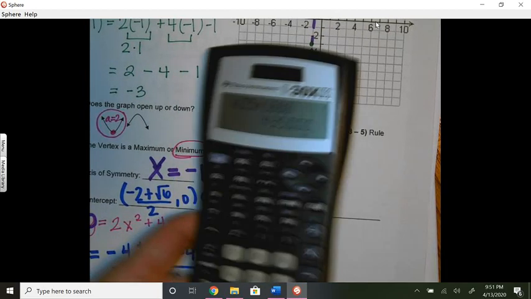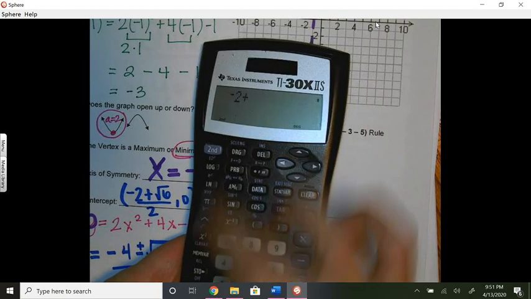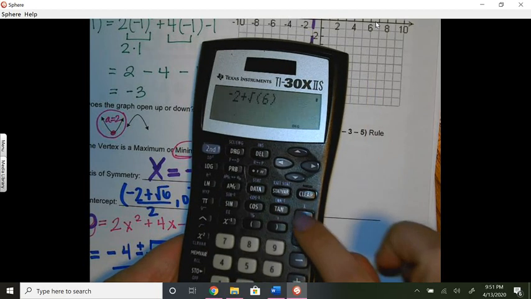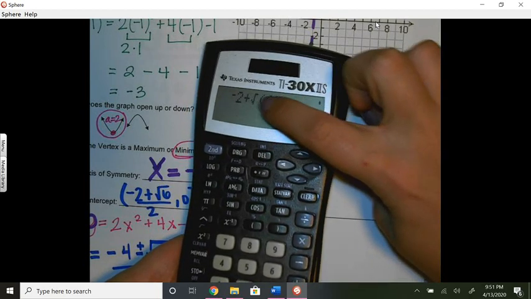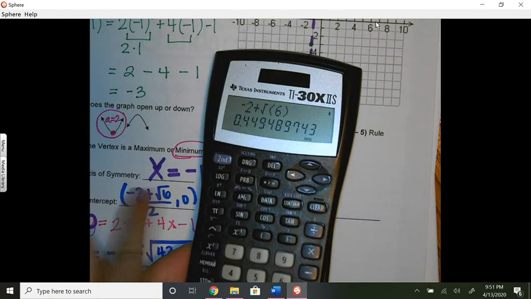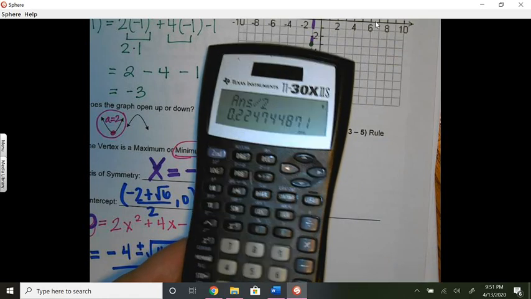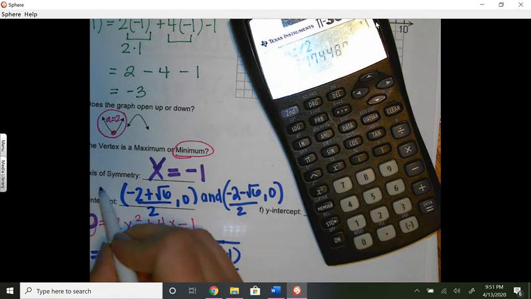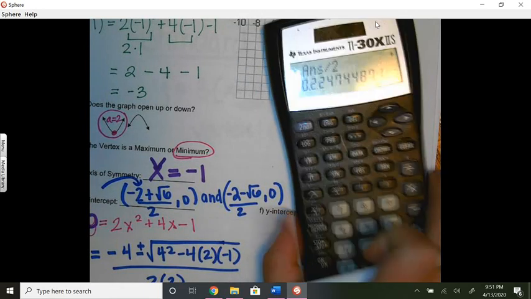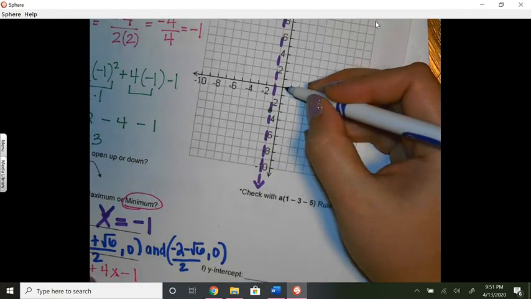So I'm going to enter this in my calculator as -2 plus the square root of 6. Now I can't click divide because then it will just divide the radical part. So I'm going to click equal, so it computes the numerator and then divide by 2. So this one here is about 0.22. So if I was going to graph this, I would go over just a little bit, about like right there.